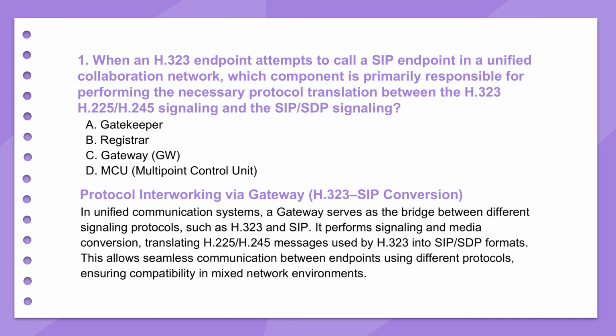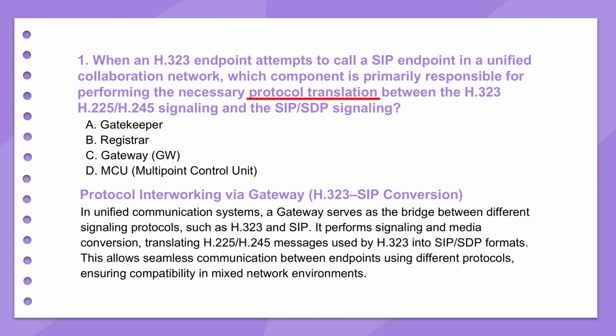You've got different standards floating around, like H.323 and SIP. How do systems using these actually talk? That's the classic interoperability issue, especially in big companies with mixed gear. You might have old H.323 video units and new SIP phones, totally different dialects, right? Exactly. And that's where the gateway, the GW, becomes absolutely essential. It's the translator, the interpreter sitting in the middle. Precisely. Its main job is protocol interworking.